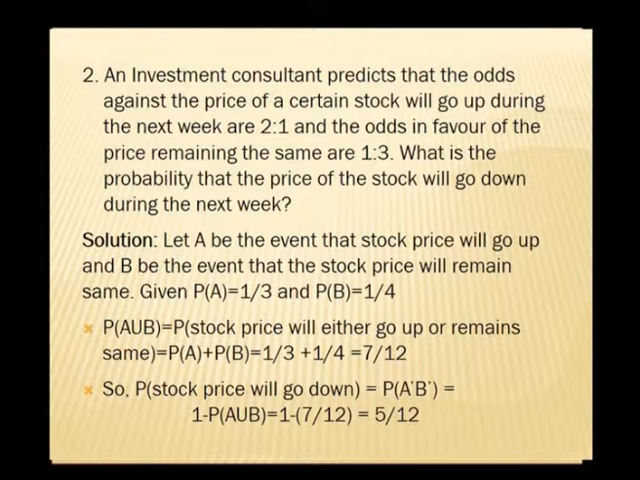So, the probability that the stock price will go down is nothing but the probability of the complement, that is A dash into B dash, which is given by 1 minus P of A union B, and P of A union B just now we got, which is 7 by 12. So, if you take LCM, you get 12 minus 7 divided by 12, hence it is 5 by 12.